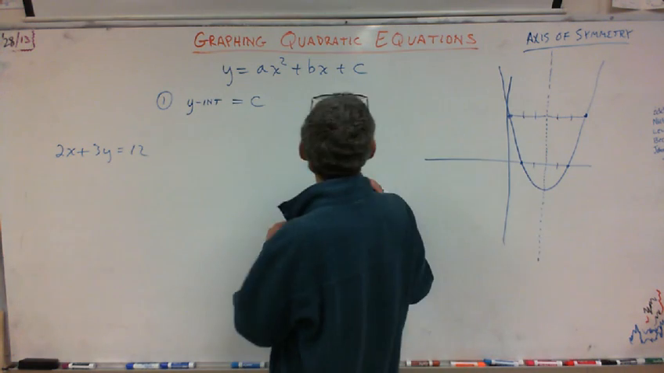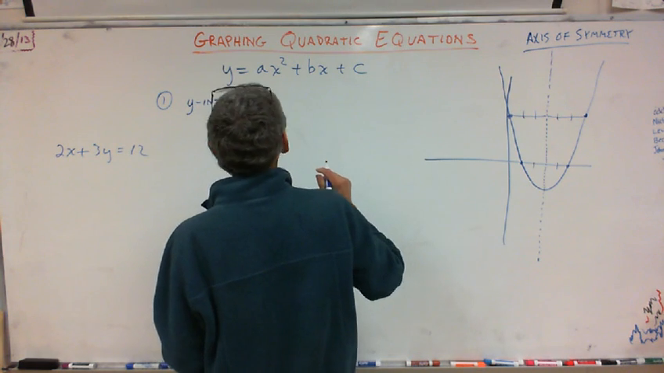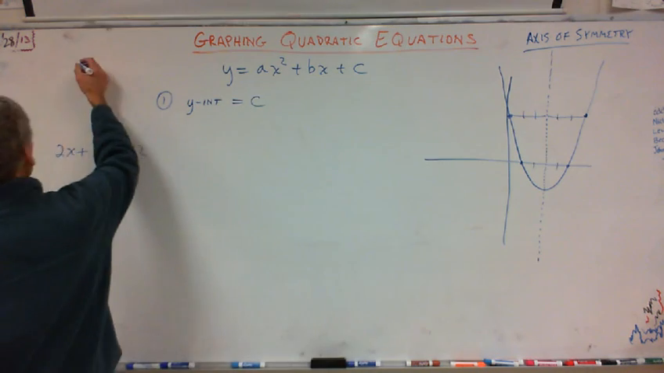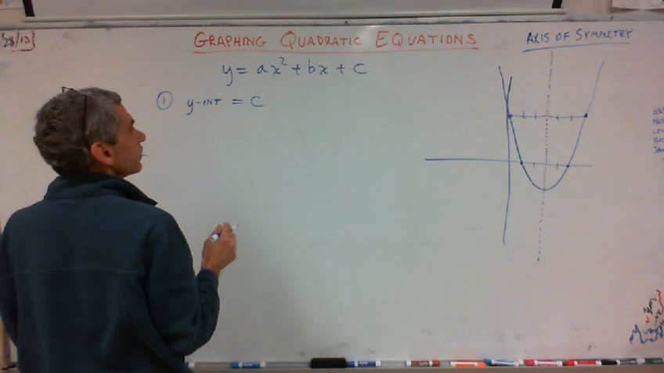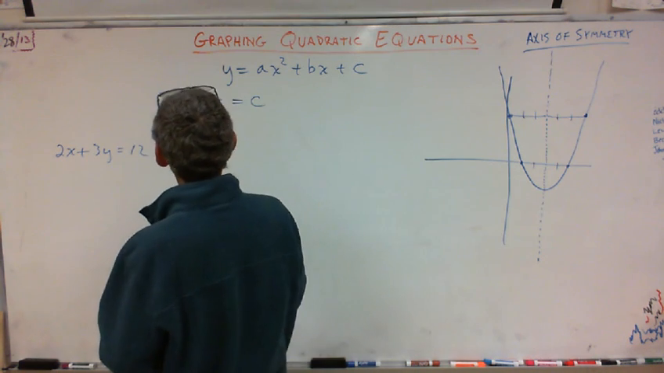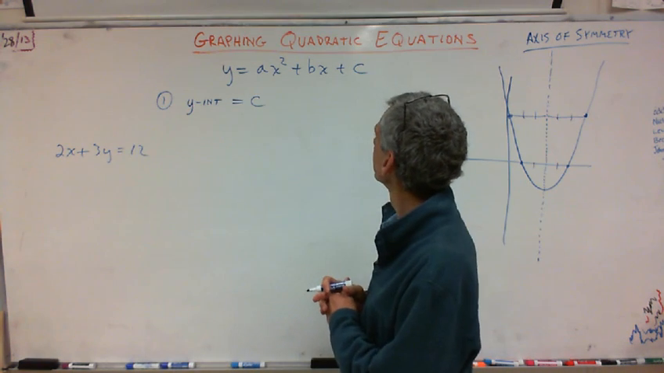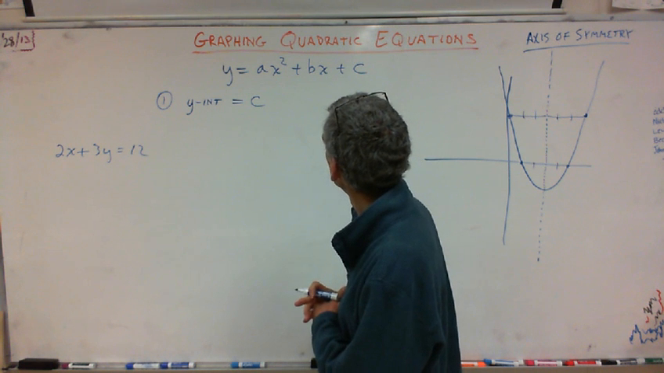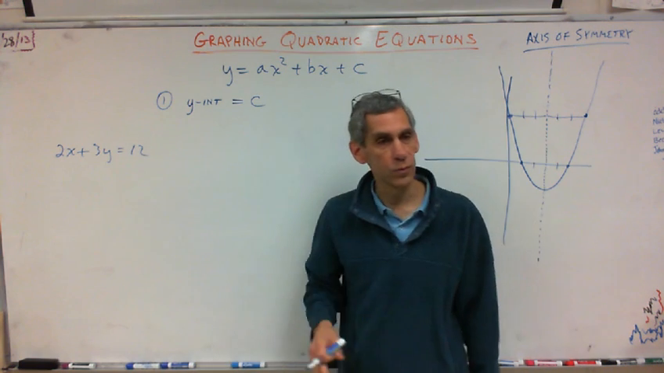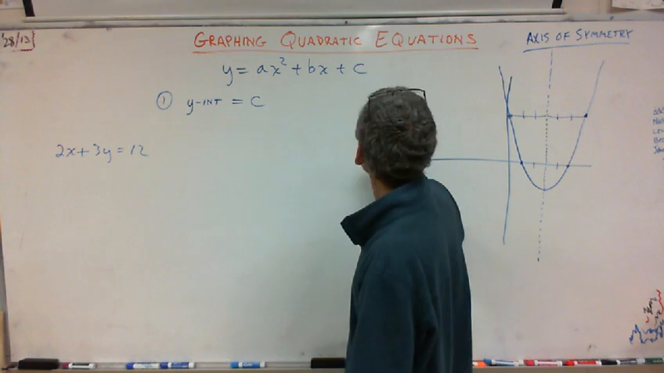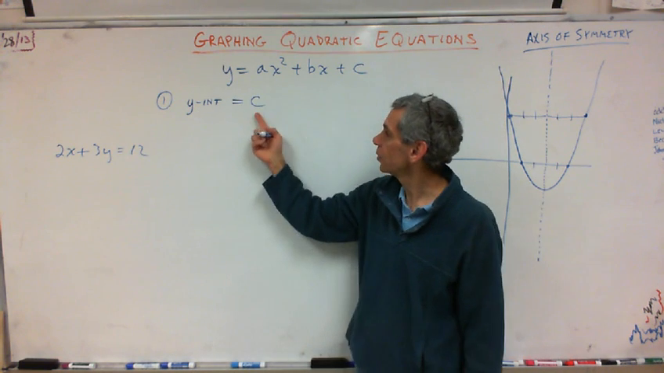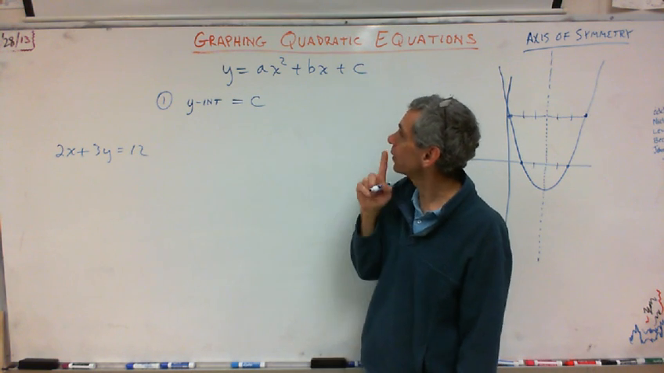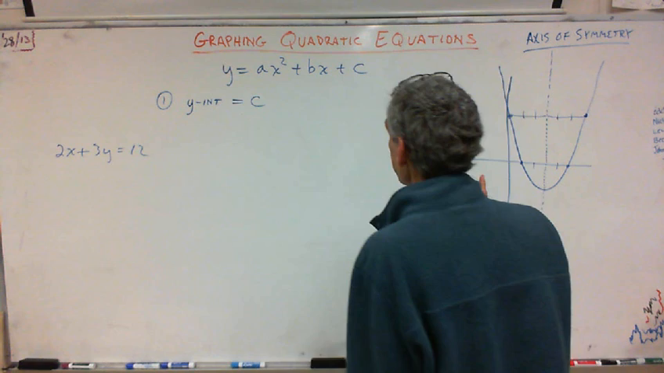So if I was doing a real problem, okay, how do I do this so it doesn't look like a mess? Well, we'll do that in a minute. We'll do a real problem in a minute. But so the y-intercept is always the c. All right, what else do I need to tell you?